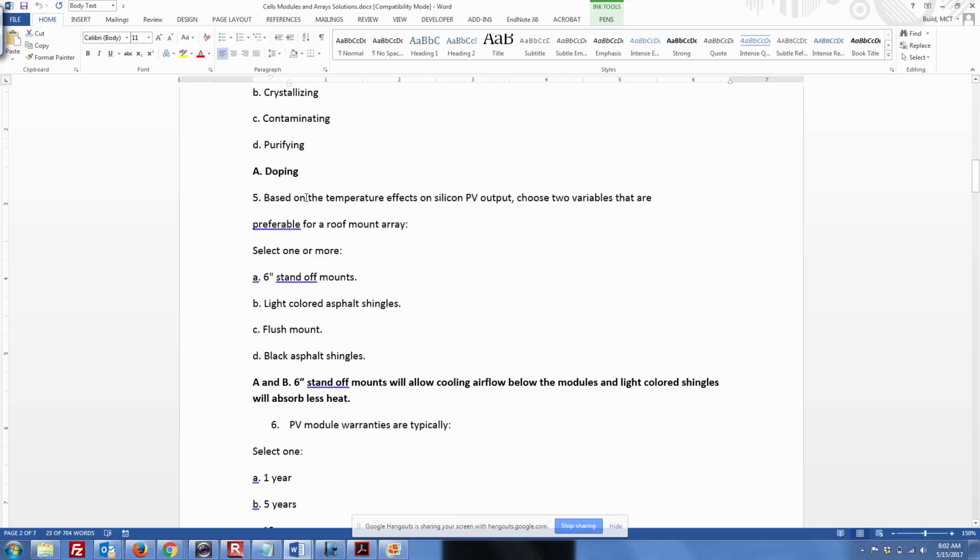Okay, doping. Based on the temperature effects on silicon PV output, choose 2 variables that are preferable. So the temperature again is key. So if you want to have a roof mount array, what's the best thing to do? So if you have 6-inch standoff mounts, 6-inch standoff mounts allow the cooling.